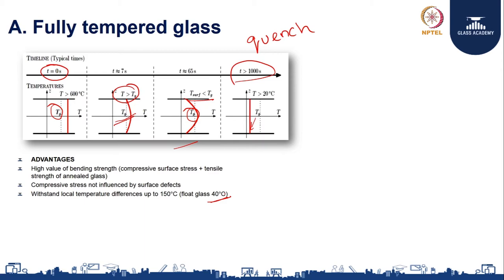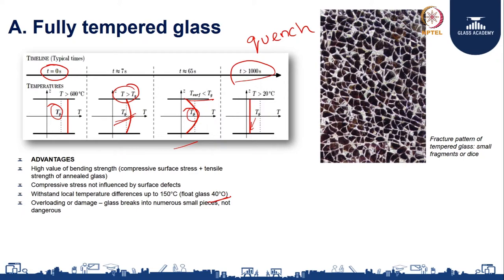It can withstand a local temperature of up to 150 degrees Celsius. A change in temperature in any float glass will normally be withstood up to 40 degrees Celsius. When you compare to that, toughened glass can withstand a change of up to 150 degrees Celsius in the atmosphere. Any overloading or small damage in the glass will break it into small pieces, which is completely safer for the people in and around it.